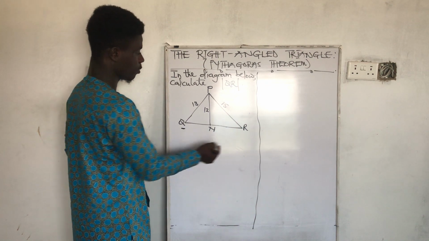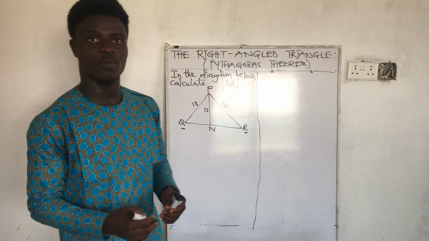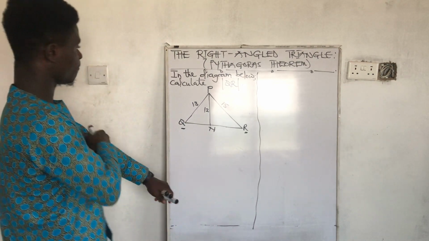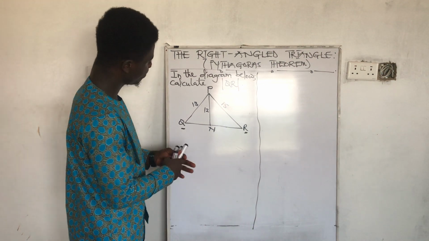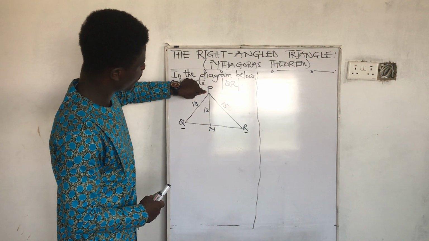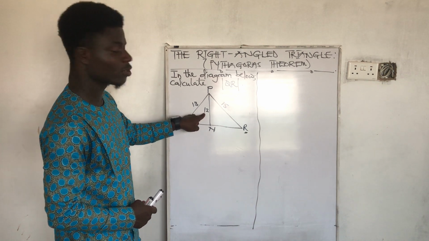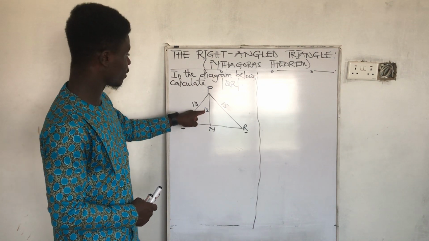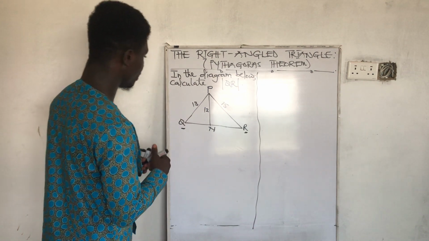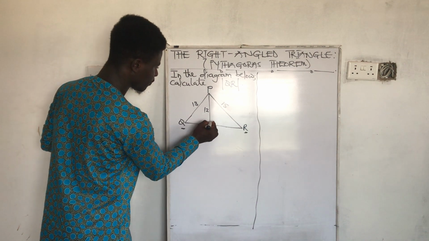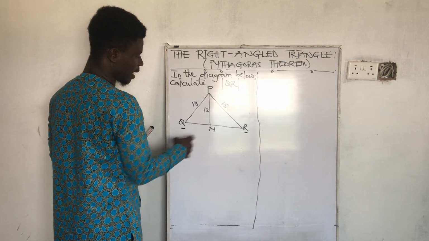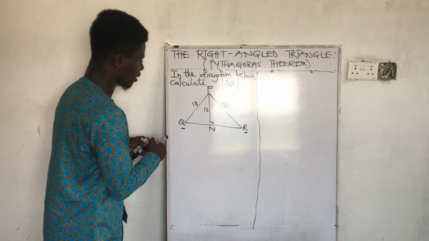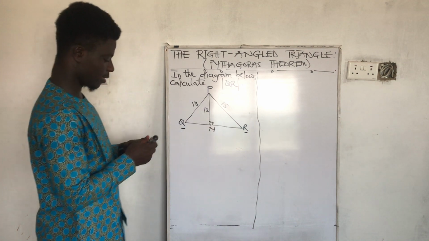How do you find the distance from this point Q to this point R? Now, we have the distance from point P to point N, which is 12, right? The angle here is 90, sorry. The angle there is 90. So here is 90 degrees.